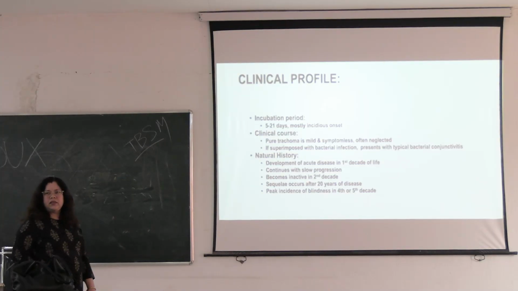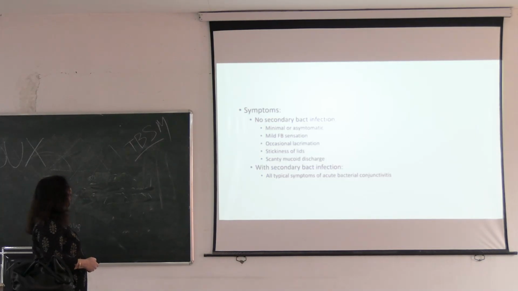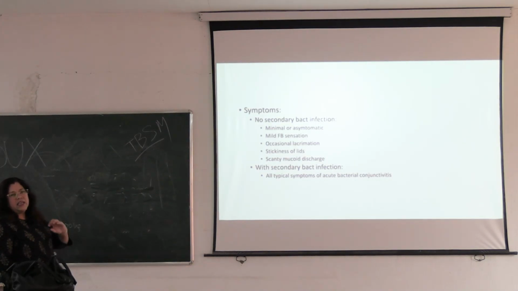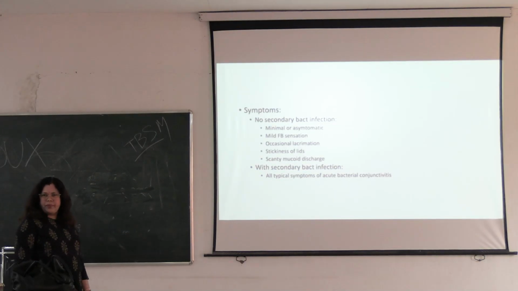That is the 4th and 5th decade. Then symptoms. Symptoms are very minimal unless secondary bacterial infection occurs. Mild foreign body sensation, occasional lacrimation, stickiness of the lid margin and scanty mucoid discharge are present. And if secondary bacterial infection occurs, then the symptoms, which I have already taught you, are those of acute mucopurulent conjunctivitis. That is the same.